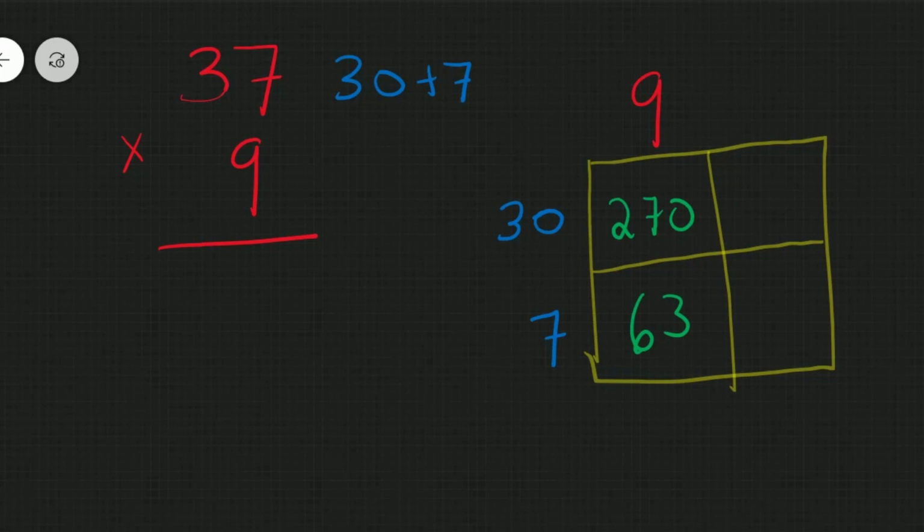Add up my window panes. 0 plus 3 is 3. 7 plus 6 is 13. Carry over the 1. 1 plus 2 is 3. 37 times 9 is 333, according to the window method. Let's see if we're correct here. 9 times 7 is 63. Carry over the 6. 9 times 3 is 27, plus 6 is 33. No matter what method we use, it still equals 333.